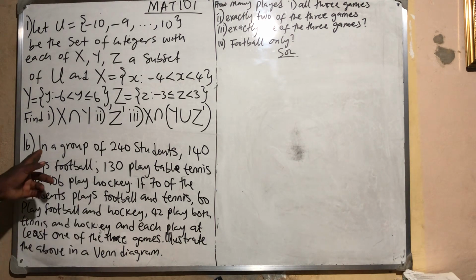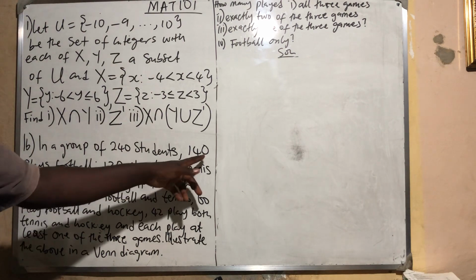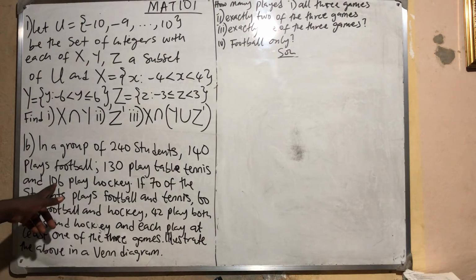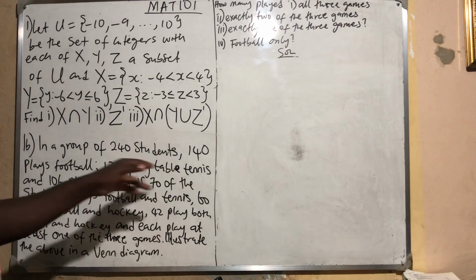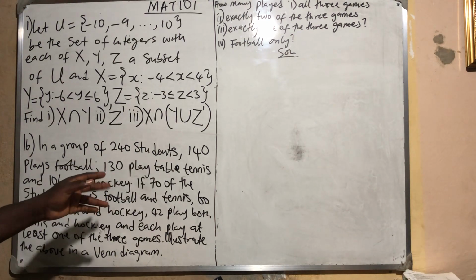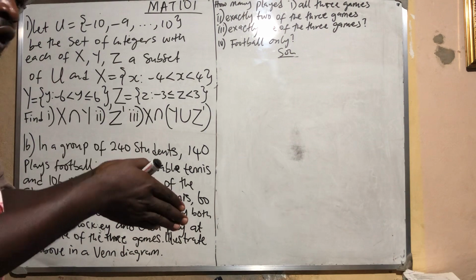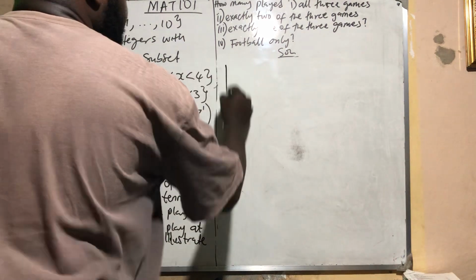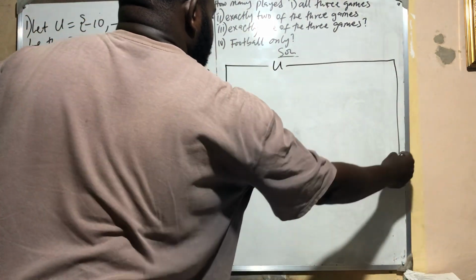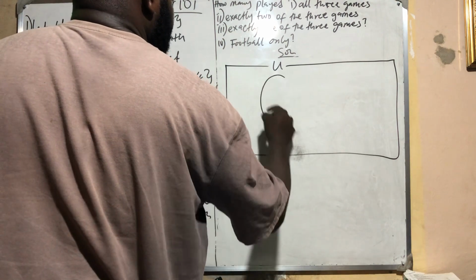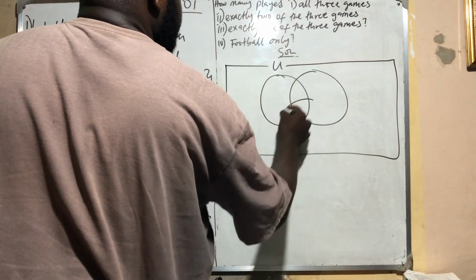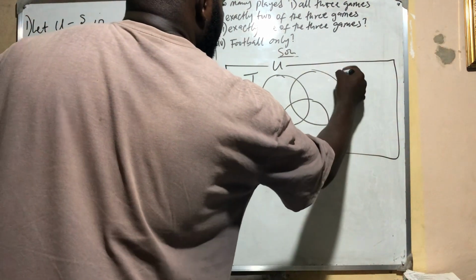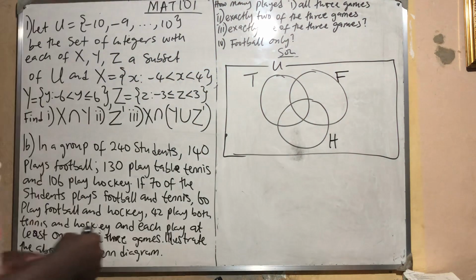Now if you look at it, they said in a group of 240 students, 140 play football, 130 play table tennis, and 106 play hockey. Now we have three sports that they are playing. So I will start from the intersection of the three of them, then I'll move to the intersection of two, then I'll move to one. So let me draw my Venn diagram. I have this now as my Venn diagram. So I have my table tennis, I have my football, and I have my hockey. Anyhow you want to label it does not matter.